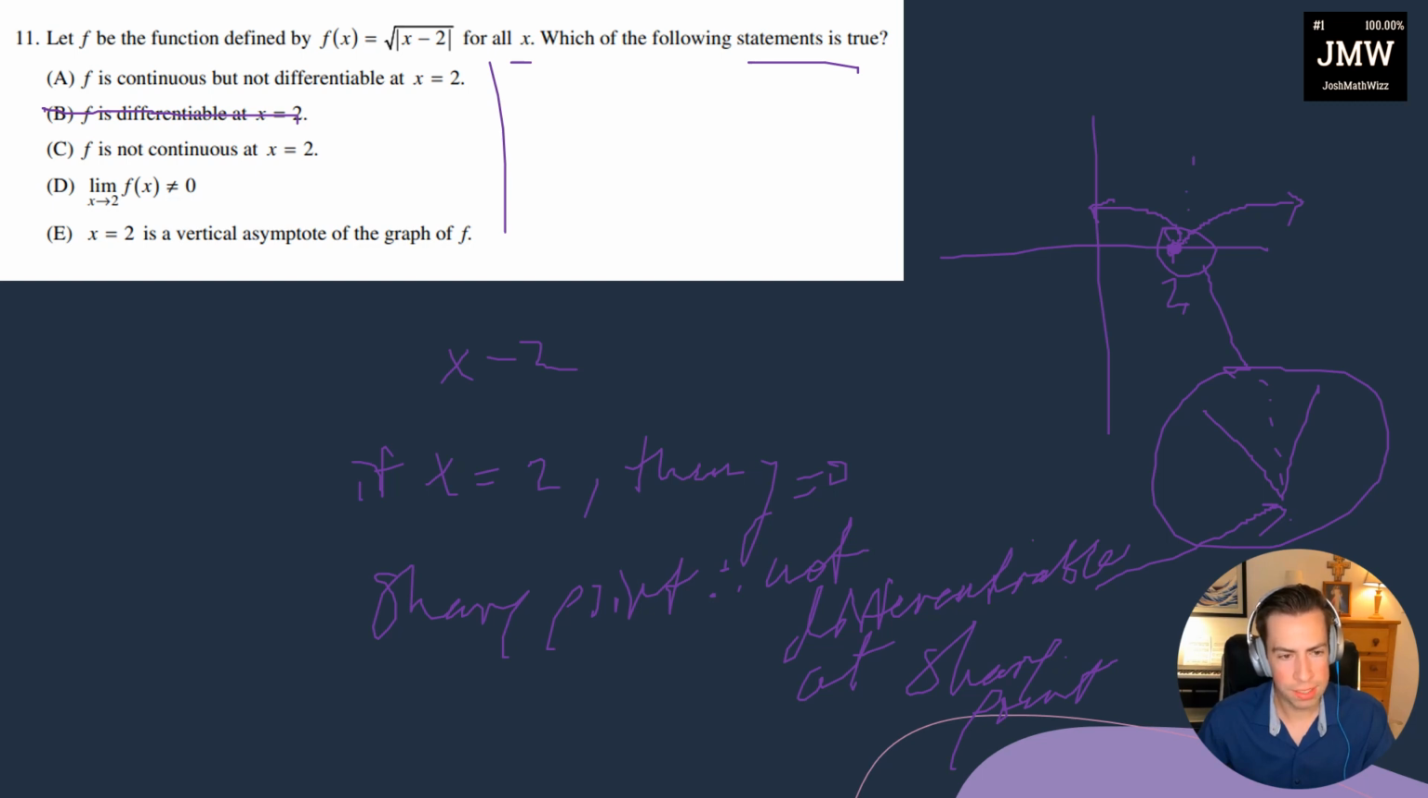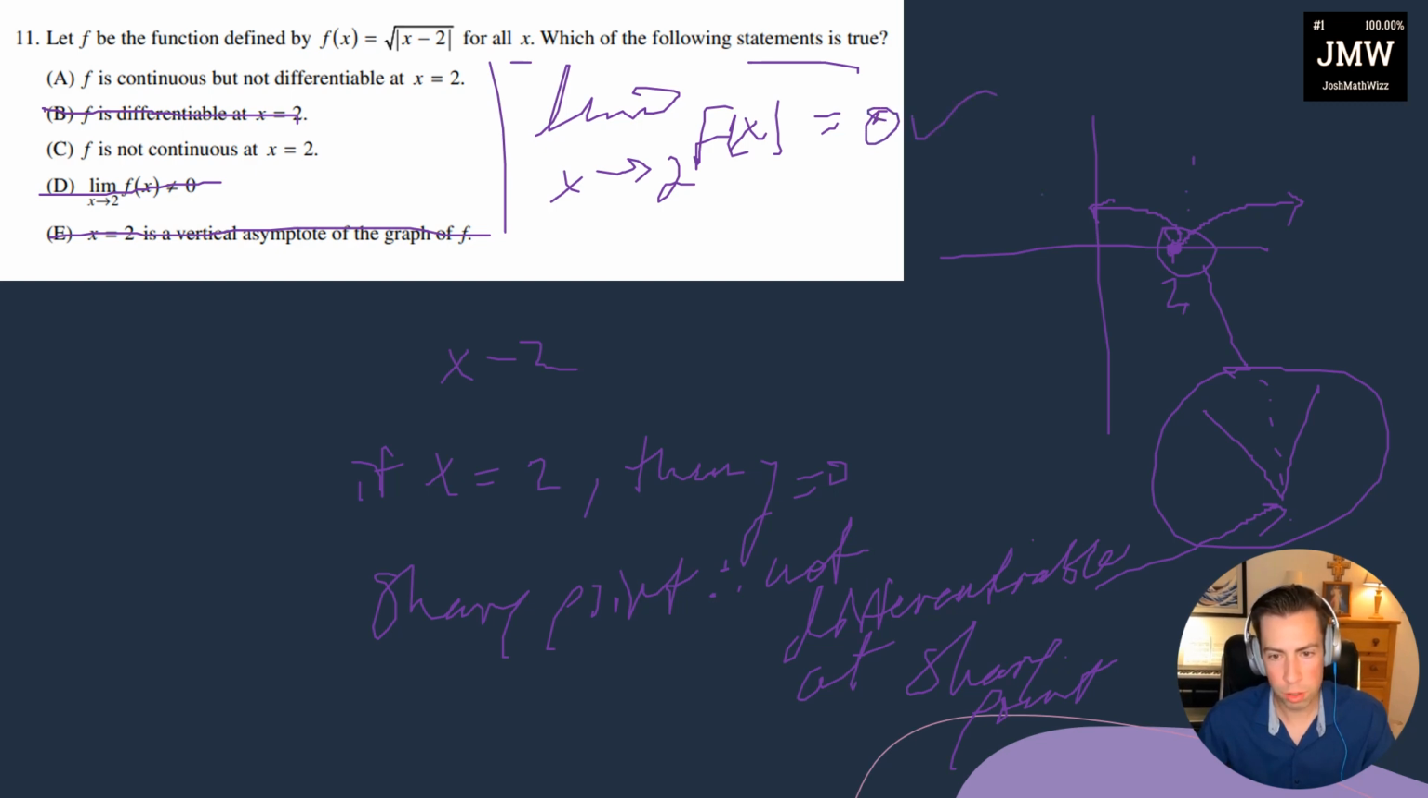Now, E says x equals 2 is a vertical asymptote, and that is not true. Let's see here. The limit as x approaches 2 for f of x is not equal to 0. And no, that's not true. The limit as x approaches 2 for f of x does equal 0, because, look, if I approach from the left, I get 0, and if I approach from the right, I get 0. So that one is out.